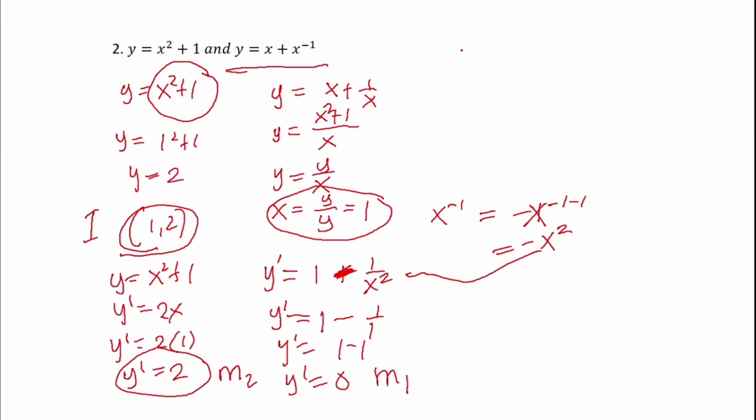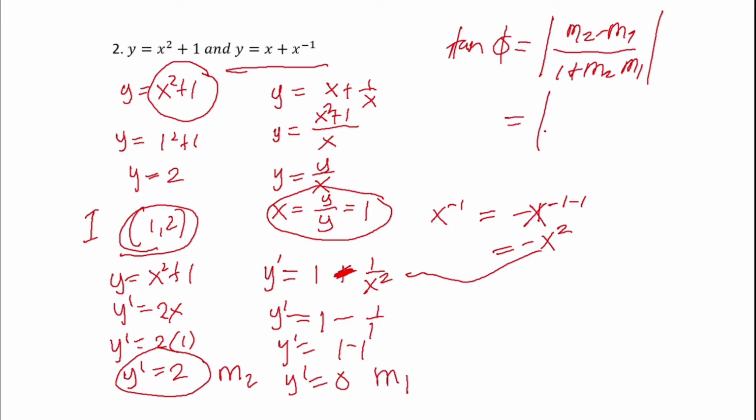So in this case, we have the formula tangent phi is equal to the absolute value of (m2 minus m1) over (1 plus m2 m1). Why do I take the absolute value? Because it is customary that we need to get the value for the acute angle. So we have the absolute value of, what is our m2? m2 is 2 minus m1, which is 0, over 1 plus 2 times 0.